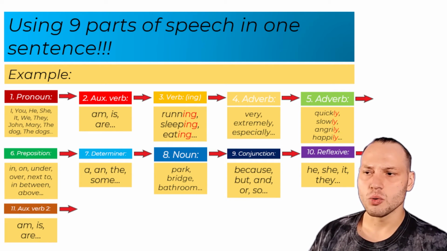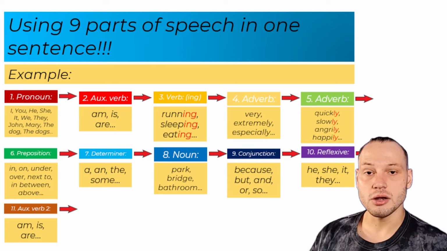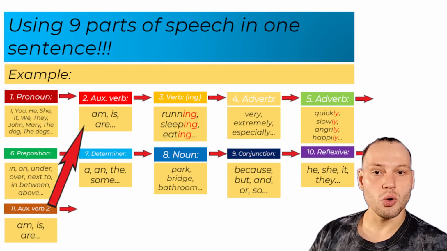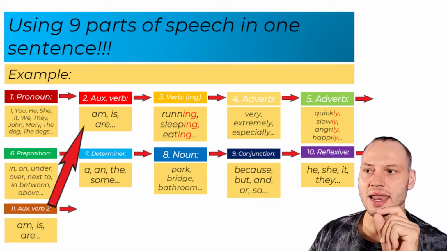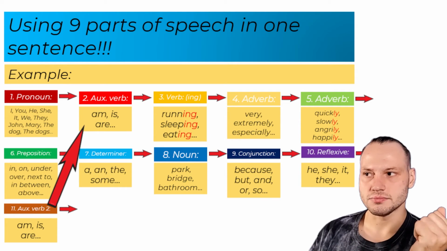After that, we put auxiliary verb 2. Remember that auxiliary verb 2 needs to match auxiliary verb 1 because the pronoun or the subject of the sentence is still the same, even if you change the reflexive pronoun. For example, John is running very quickly in the park because he is.